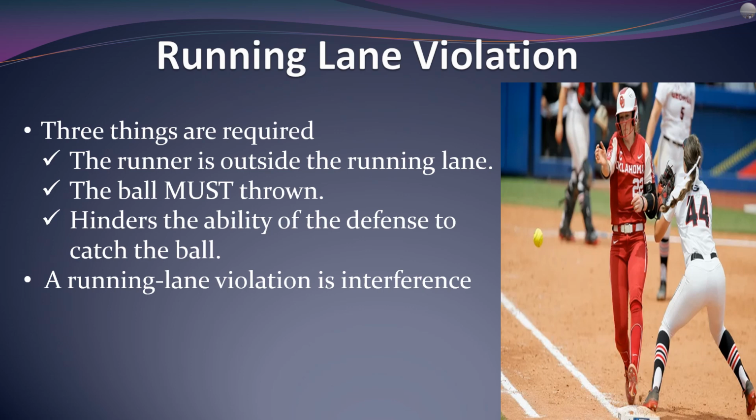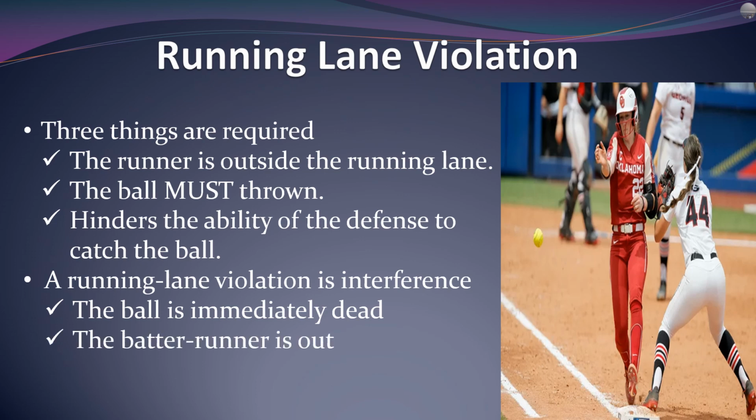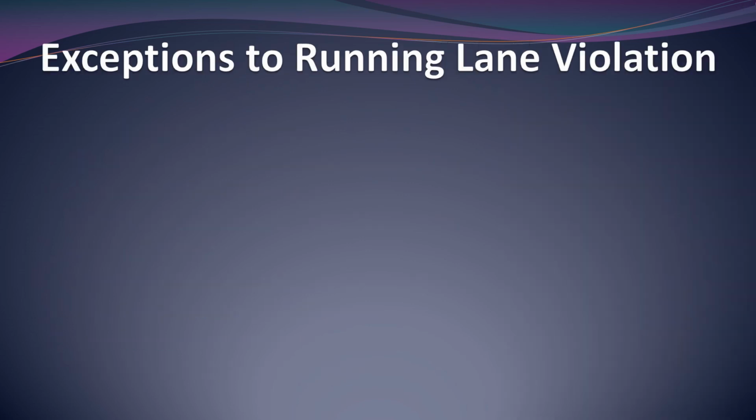If those three criteria are met, then you have a running lane violation, which is interference. The ball is dead immediately, the batter runner is declared out, and all other players who were on base must return to the base previously achieved before the interference or the violation. There are exceptions to when the running lane violation does not occur.